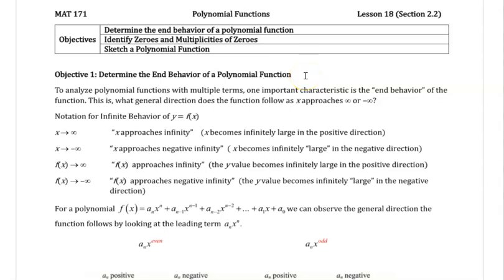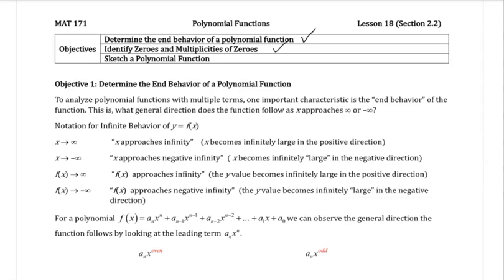In this video, we want to determine the end behavior of polynomial functions. We want to be able to identify their zeros and multiplicities, and we want to be able to use that information to sketch the graph of a polynomial function.